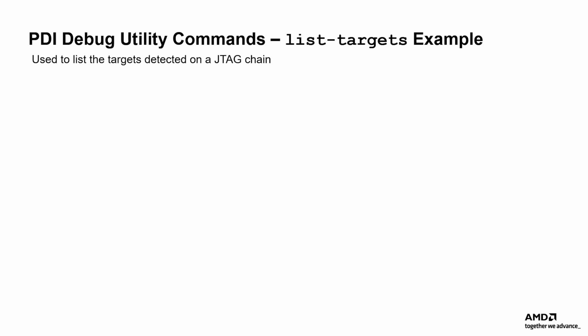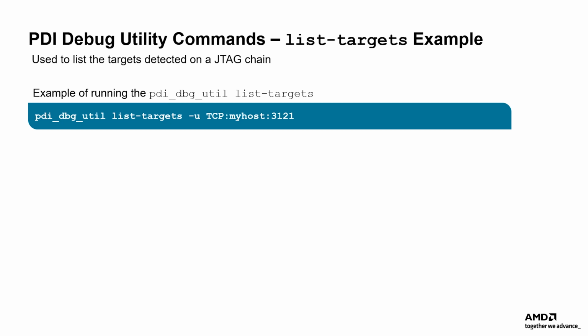The list targets subcommand lists the targets detected on a JTAG chain. In this example, the PDI debug util list targets subcommand is used to determine the target index of the remotely connected device to the host named myHost. Running this command will show all the targets on the system.